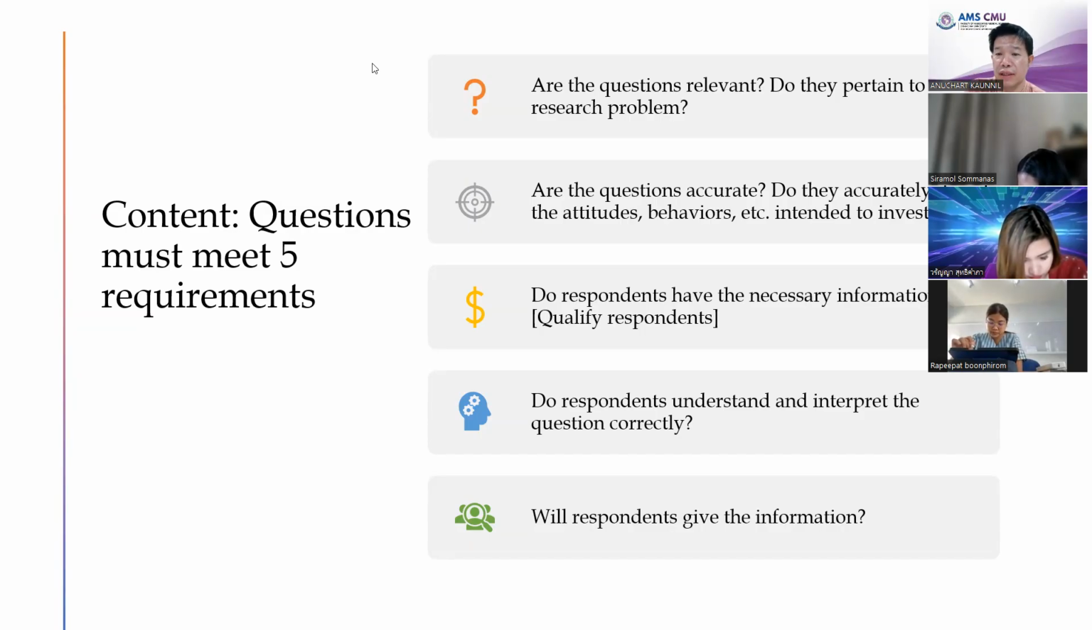This is very important. And do respondents understand and interpret the question correctly? Test it with a pilot study as well. And after that, you need to send it for IOC review by 3 experts. Why do we use 3 or 5? Because they're going to help you. They know about this word, this meaning, this order, this sequence. It might be good or not. Okay. And the last one: will respondents give information?